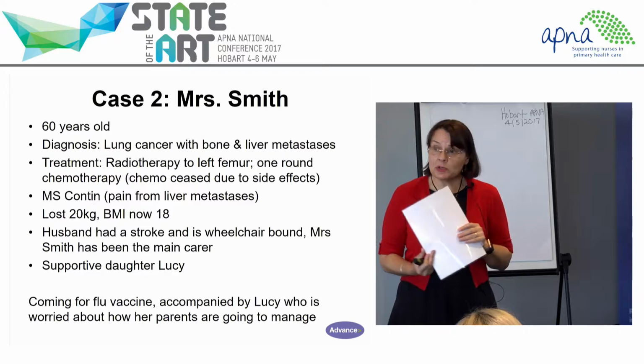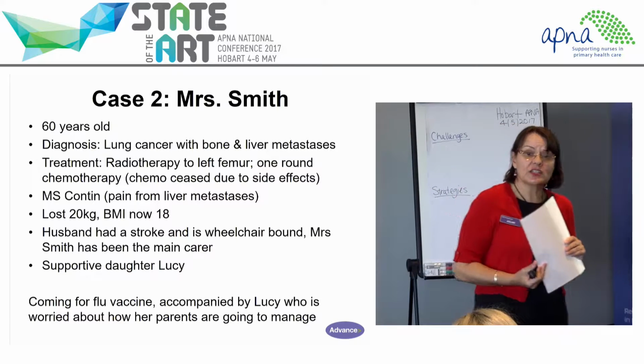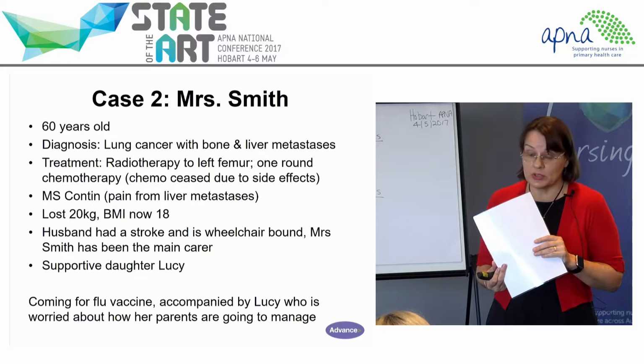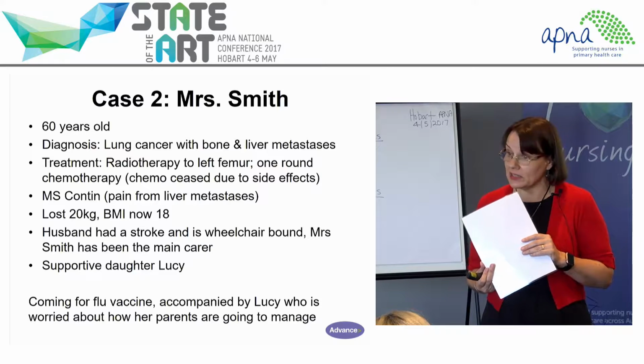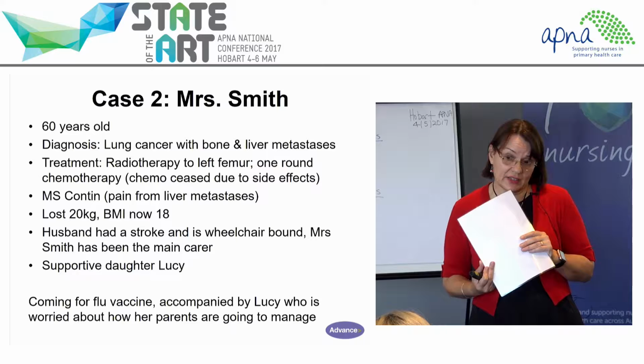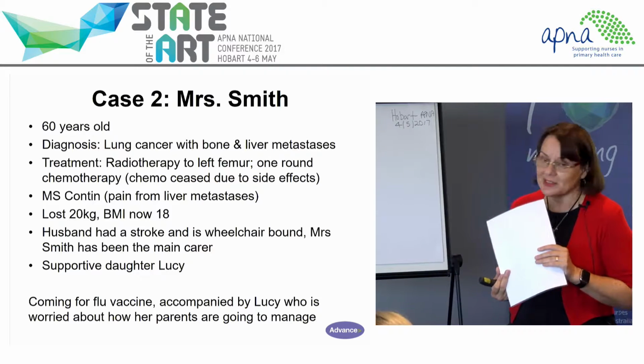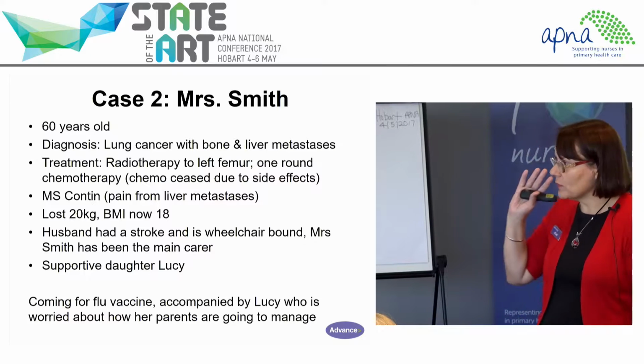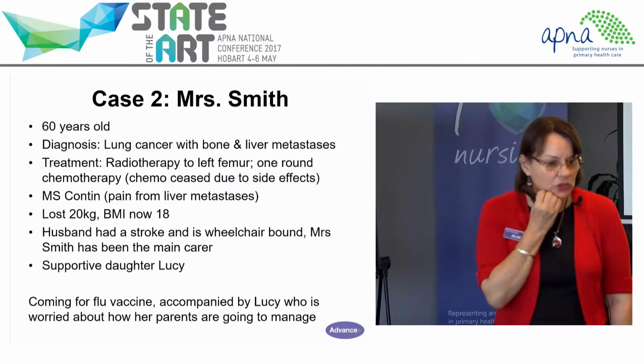She has a husband who had a stroke and she's the main carer. And her husband's actually in a wheelchair. Now Lucy, who's a supportive daughter, they've both come in to have a flu vax. And Lucy's very worried about her mum for obvious reasons. So what's the first thing that we should be triggering? What should we think?